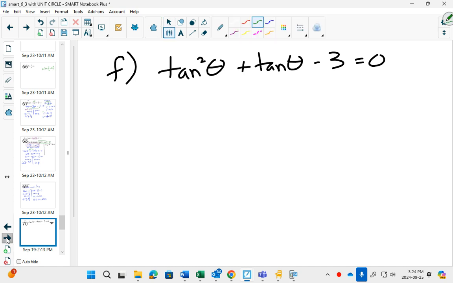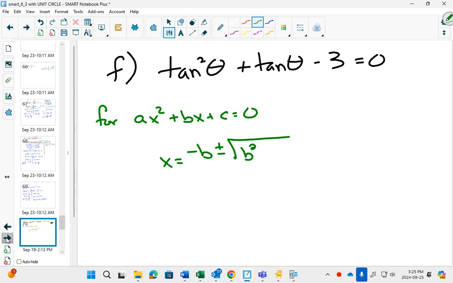On your formula sheet, they have the following. I think it might even say this. For AX squared plus BX plus C equals 0, X is equal to negative B plus or minus the square root of B squared minus 4AC, all divided by 2A. So would our theta be x in this? Our X is going to be tan theta.